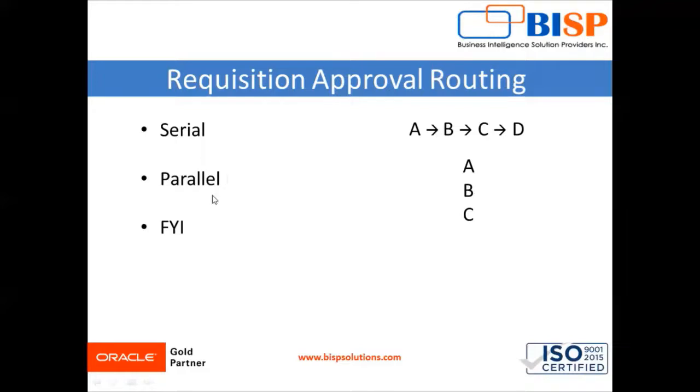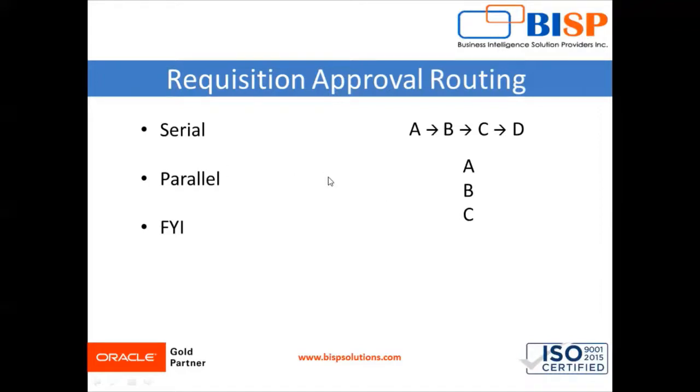Now last is FYI, that is, for your information. This requisition routing approval method is used for information purposes only. This routing method is not used for any type of approval. It will just send the notification for information only.